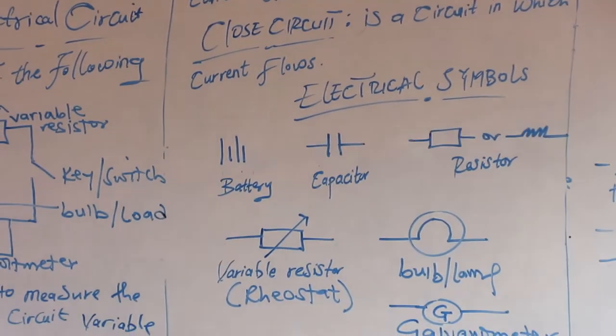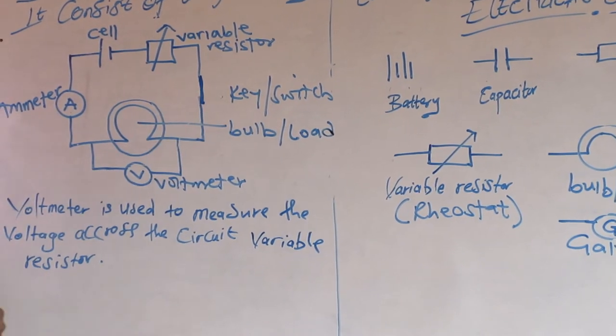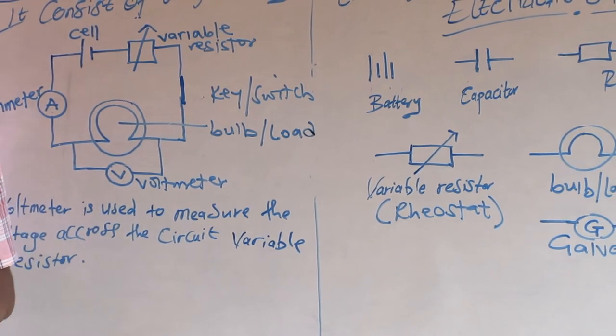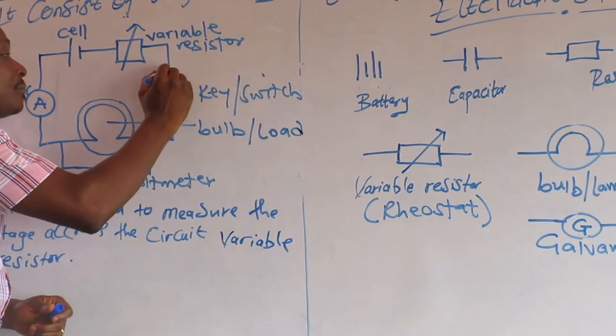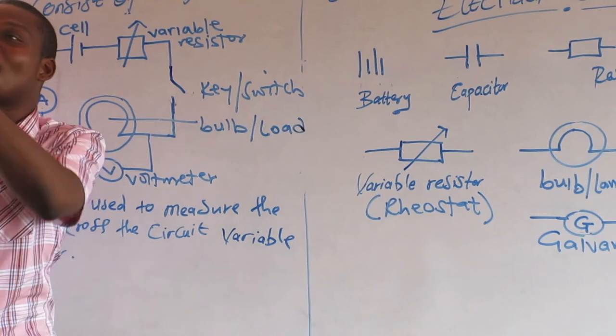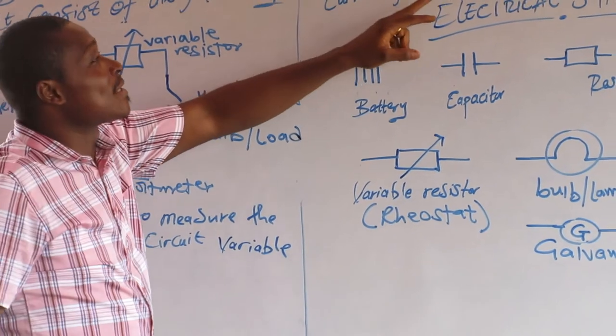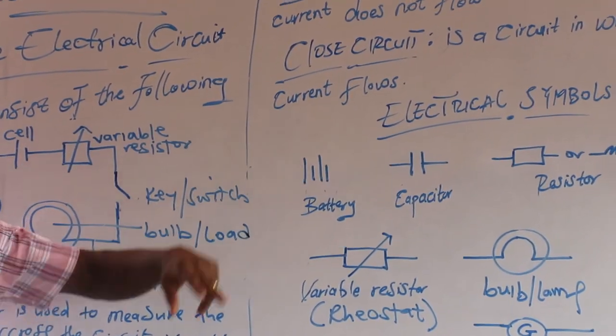But when you close the circuit, let's watch. If you close this circuit, the current will now flow, right? Good. So now, my fan is moving. Is it an open circuit or a closed circuit? Yes, closed circuit. So a closed circuit is a circuit in which current flows.